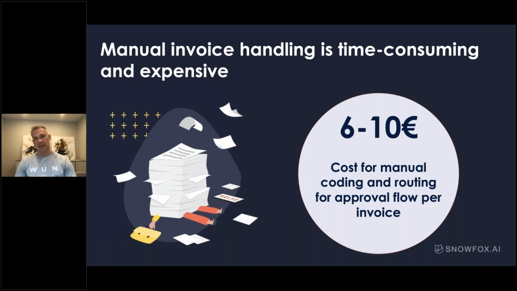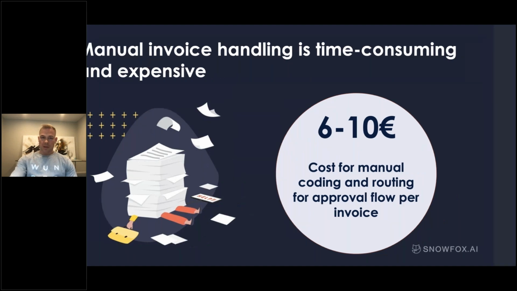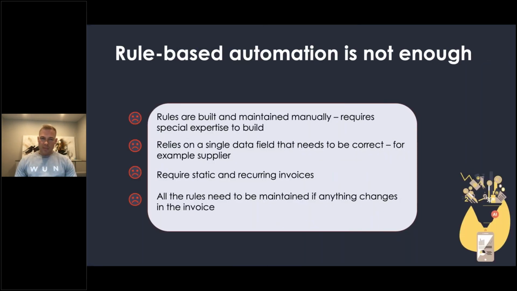And there are, of course, other reasons as well. One is the accuracy of codings. People are making mistakes and so on. The processing time, invoice cycle, is really long when there's a lot of manual work and so on. So, but why is rule-based automation not enough alone?